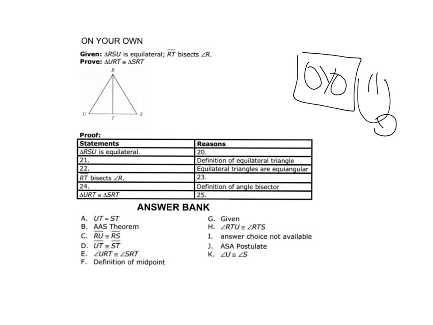Good. So you guys are going to do this one on your own. You have your given information. You're trying to prove these two triangles are congruent. I was kind enough in providing you with an answer bank. Now, hopefully, you see that there are way more answers than there are fill in the blanks. So you do not have to use all of them.